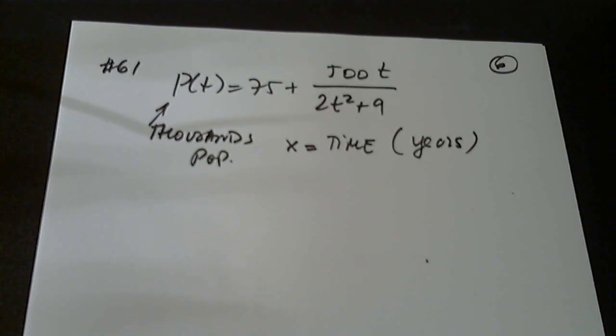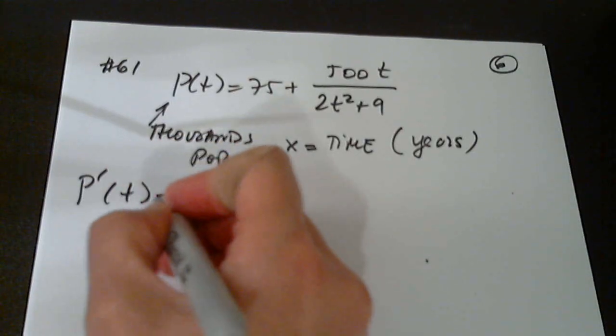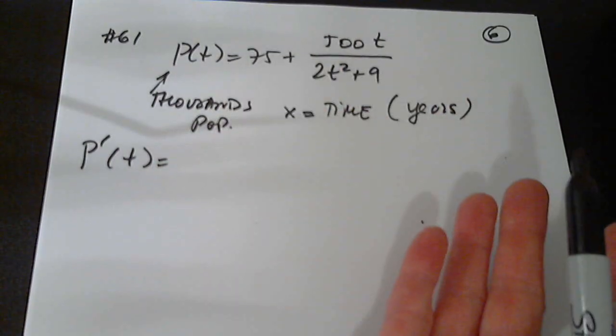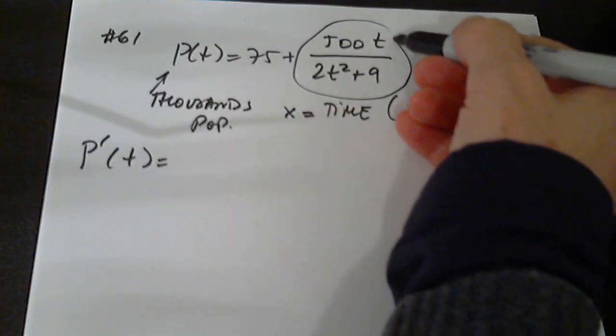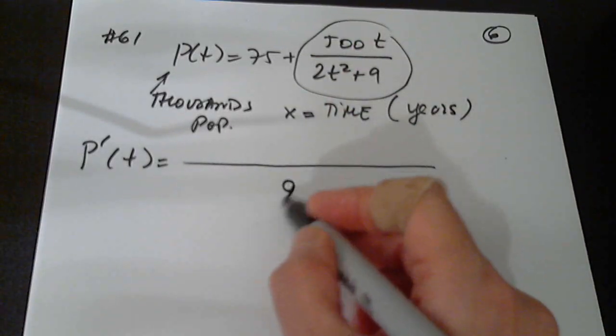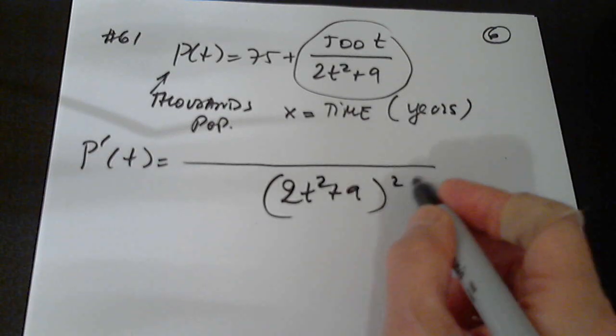They are also graphing it for us. Fine, wonderful. Find the growth rate. What am I asked to find? Find the growth rate of this function. What am I asked to find? Derivative. Excellent, thank you so much. So P prime of t, 75 prime is 0. But now I have to use the quotient rule on this. 2t squared plus 9, everything squared.